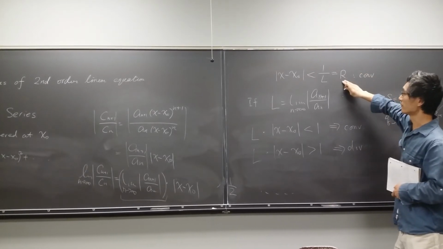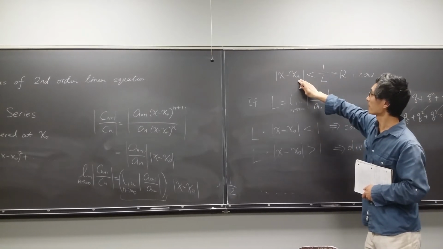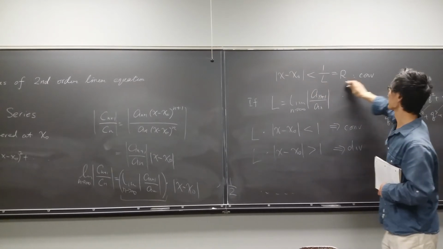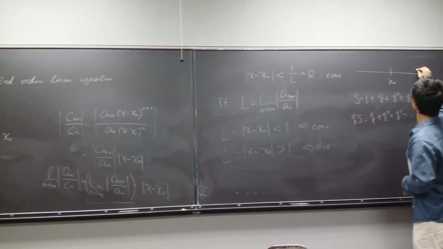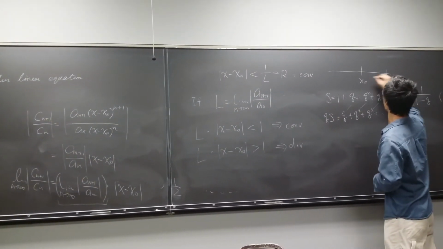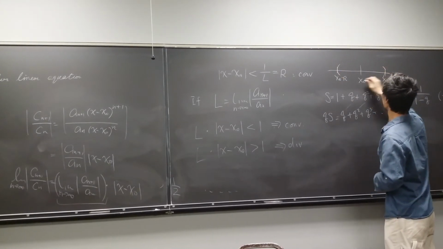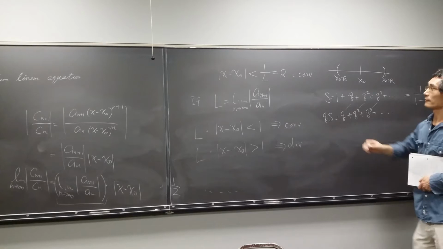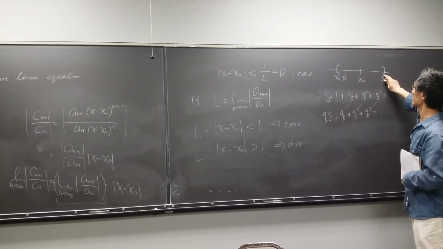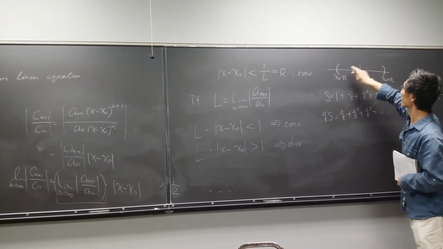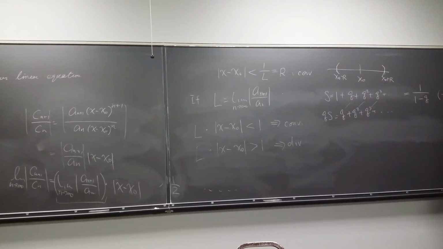And this R is the so-called radius of convergence, because |x minus x naught| less than R means this is x naught, this is x naught plus R, this is x naught minus R. So in this interval, the absolute value of x minus x naught is less than R. And this is like a circle. This is the center, this is the radius. So this R is called the radius of convergence.